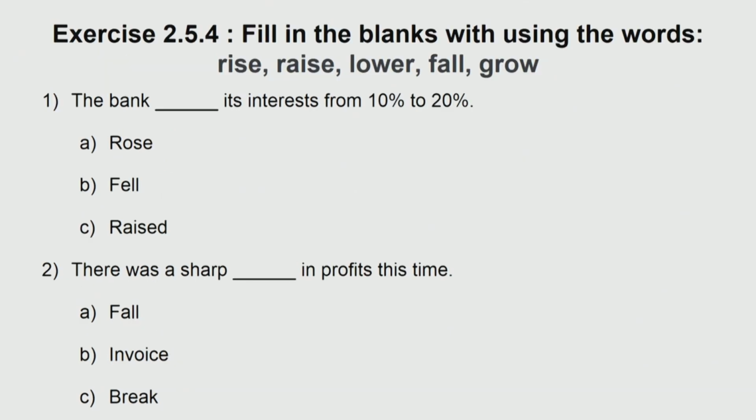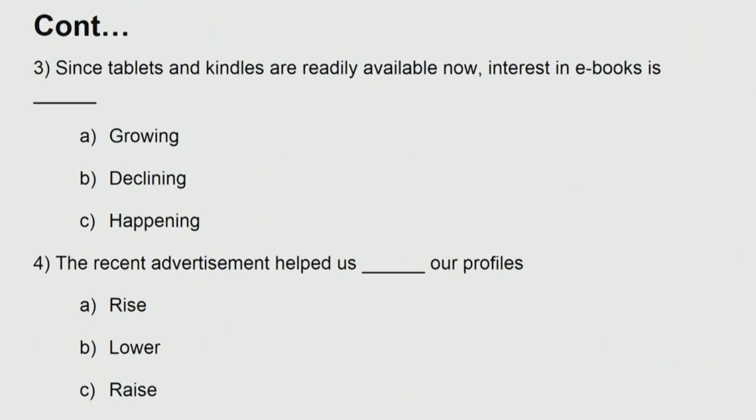Next exercise. Fill in the blanks using the words rise, raise, lower, fall, grow. 1. The bank dash its interest from 10% to 20%: rose, fell, raised. There was a sharp dash in profits this time: fall, invoice, break. Next, since tablets and Kindles are readily available now, interest in e-books is dash: growing, declining, happening. The recent advertisement helped us dash our profiles: rise, lower, raise.